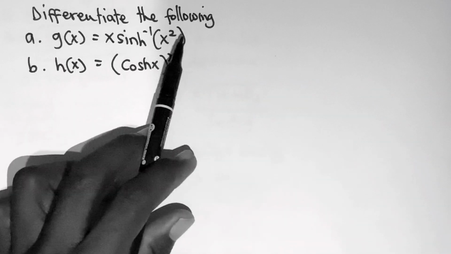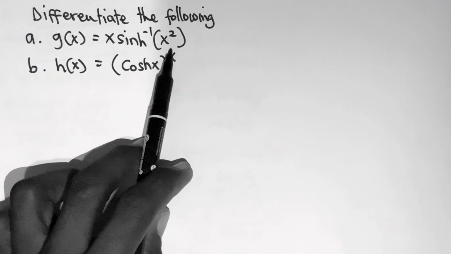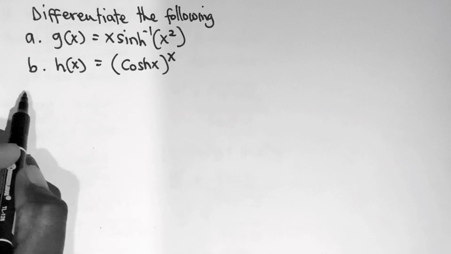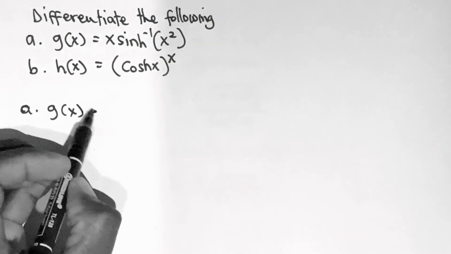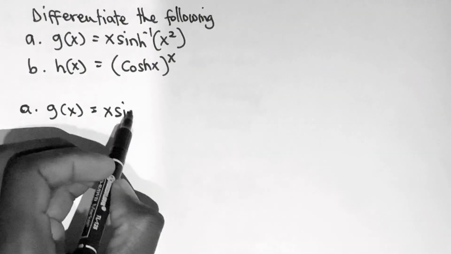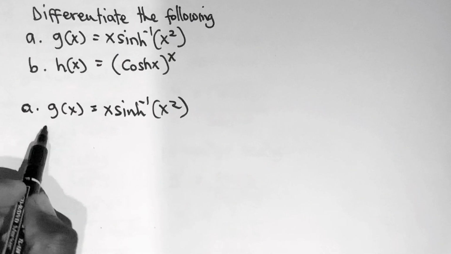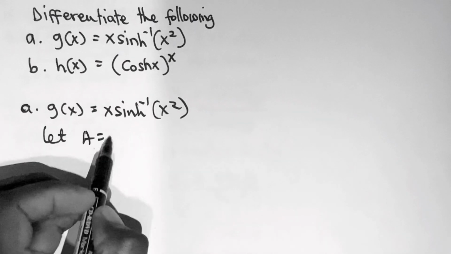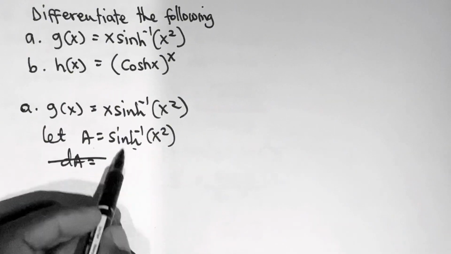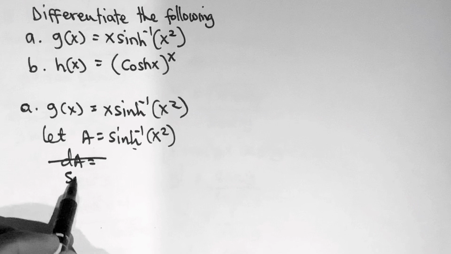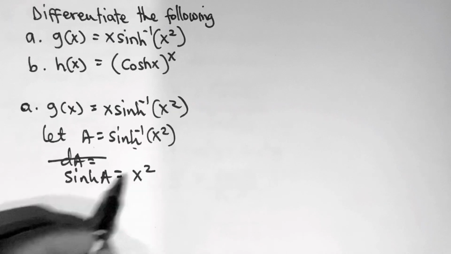So we are supposed to differentiate the following functions. A, g of x equals x sinh inverse of x squared. So let's start with A. So the A part is g of x is equal to x hyperbolic sine inverse of x squared. Now let's let a be equal to hyperbolic sine inverse of x squared. This implies that sinh a, hyperbolic sine a, is equal to x squared.